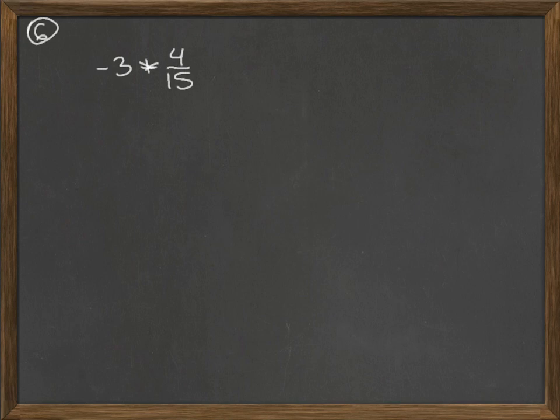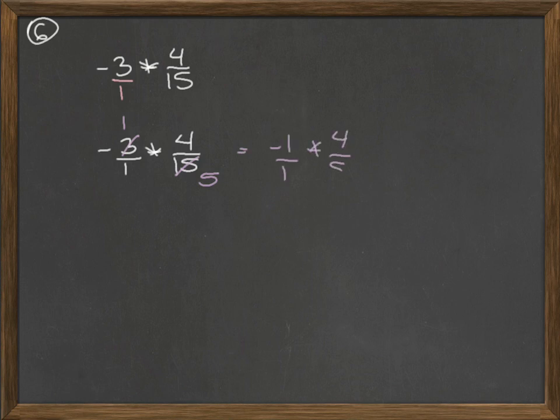All right, next one. So again, we have this situation here where we have a whole number, or not a whole number, but an integer. We have negative 3. Because it's not a fraction, I'm going to do one extra little step, and I'm going to make it into a fraction by putting it over 1. So once again, this is an example where I could reduce first. So 3 divided by 3 is 1. 15 divided by 3 is 5. So now I have negative 1 times 4/5. So my final answer is negative 4 over 5.